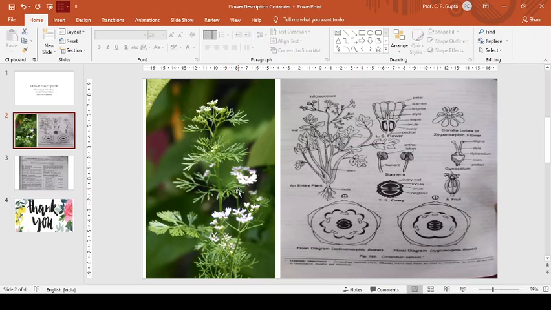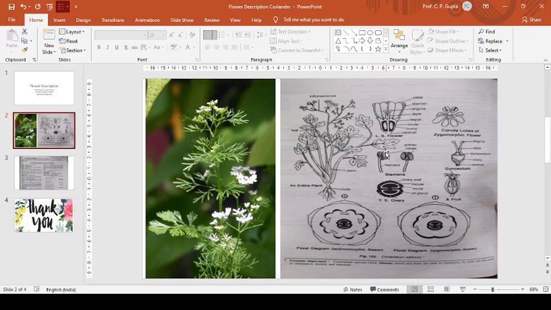Inflorescence is compound umbel. Here we can see this is compound umbel. Flowers ebracteate, pedicellate, pedicel. Complete, hermaphrodite. Outer flowers are zygomorphic and inner flowers are actinomorphic. There are two types of flowers in the inflorescence of Coriandrum. So outer flowers are zygomorphic and inner flowers are actinomorphic, pentamerous, epigynous, cyclic and white in color.